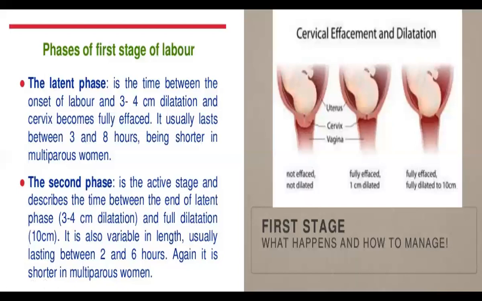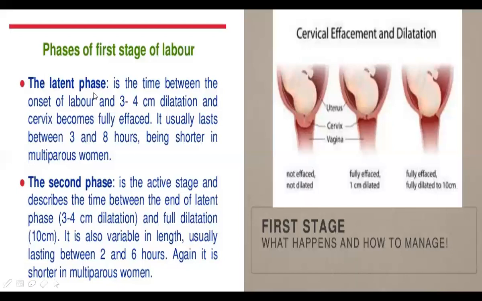So what are the phases of the first stage of labor? As already we have seen about the dilatation, up to 1 centimeter is the latent phase. And the second one is where it goes up to 10 centimeters, that indicates the second phase, that is the active phase.